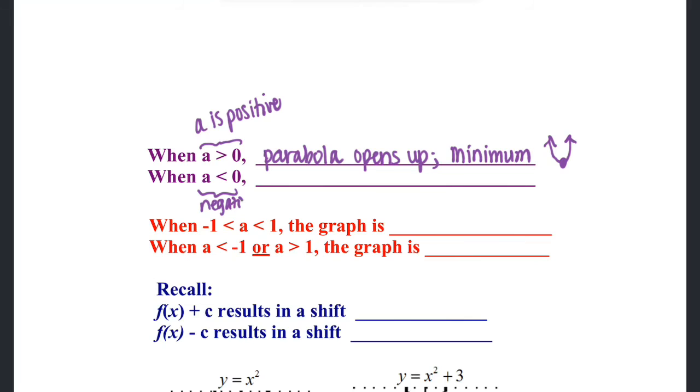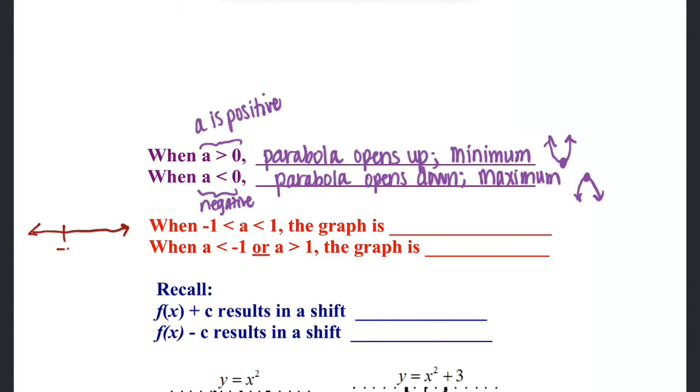When A is less than 0, meaning A is negative, the parabola opens down. It's a reflection over the x-axis. And when it opens down, it has a maximum y value. So sometimes I draw that picture just to get that visual.